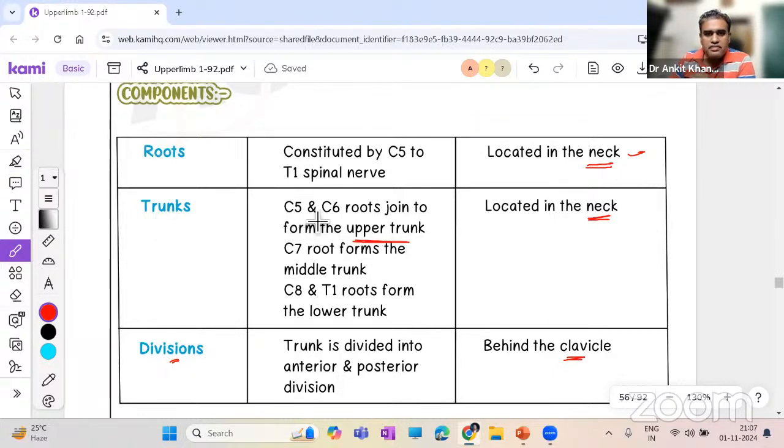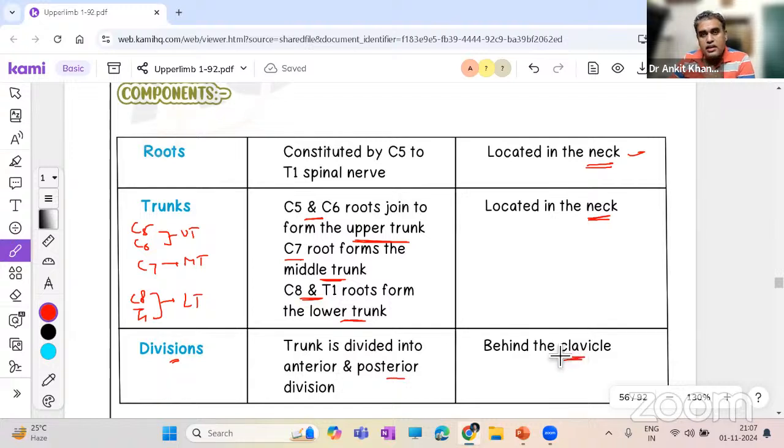Upper trunk by C5, C6. Middle trunk by only C7. And lower trunk by C8, T1. So we have C5, C6, they form the upper trunk. C7 forms the middle trunk, and C8 and T1 form the lower trunk or inferior trunk. Each trunk is divided into anterior and posterior divisions.